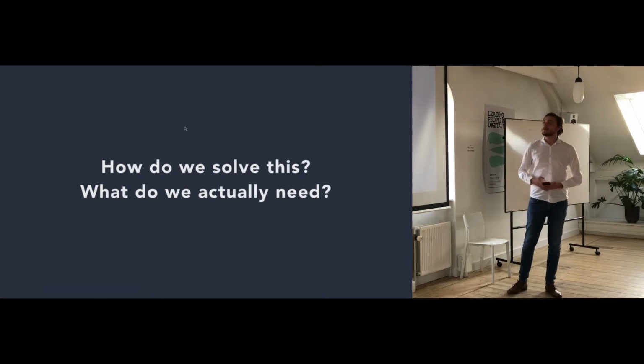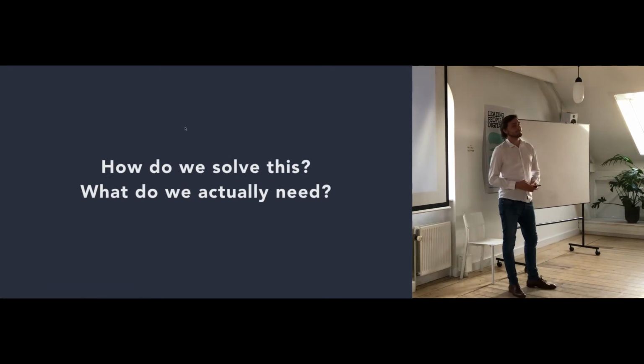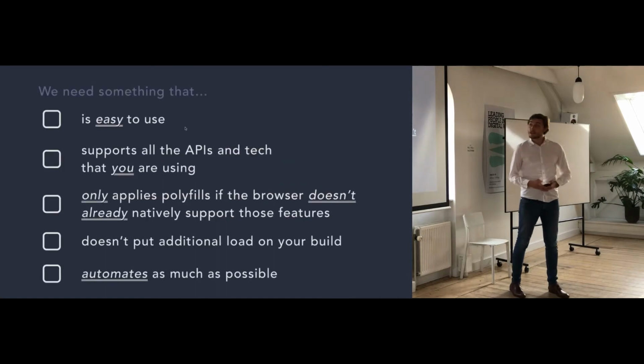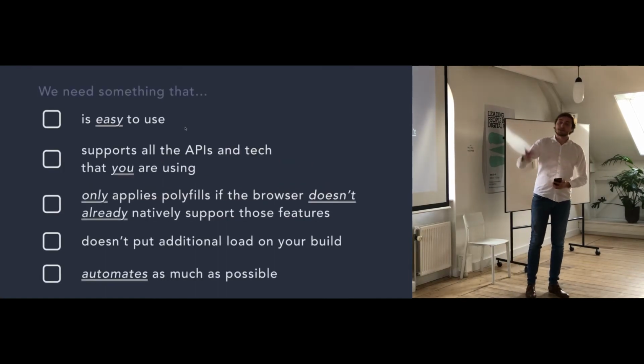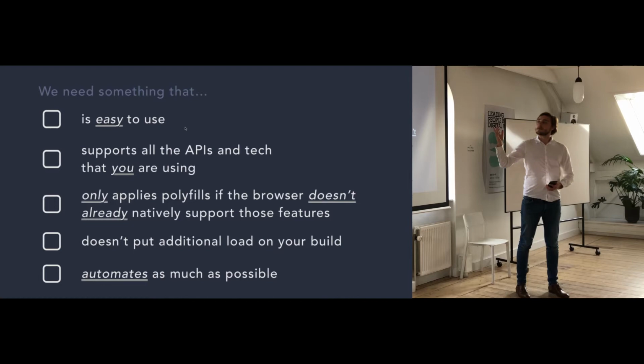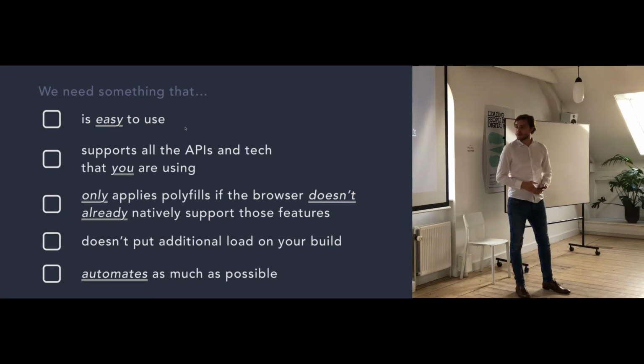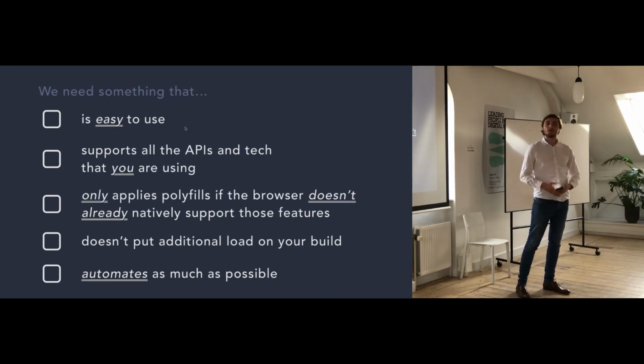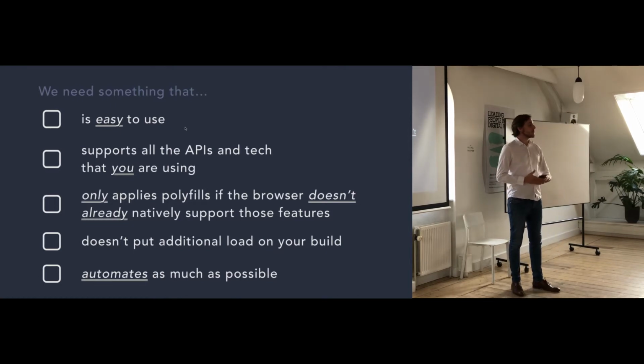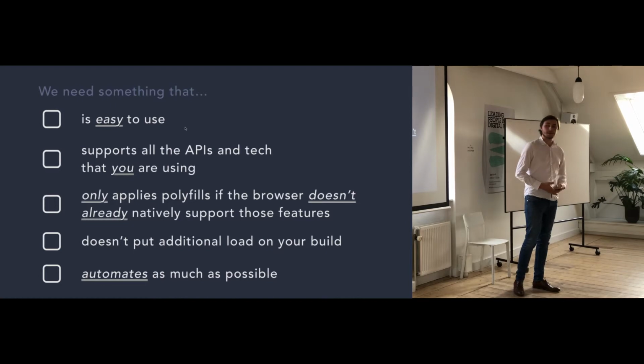So how do we solve this? What do we actually need? I think that we need something that is easy to use, that supports all the APIs and the tech that you are using. We need something that only applies polyfills if the browser visiting your app doesn't already support those features. It shouldn't put additional load on your build, and it should help you automate as much of this as possible, especially as your app grows. Features are going to change.